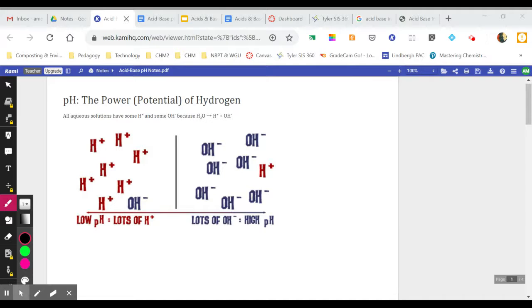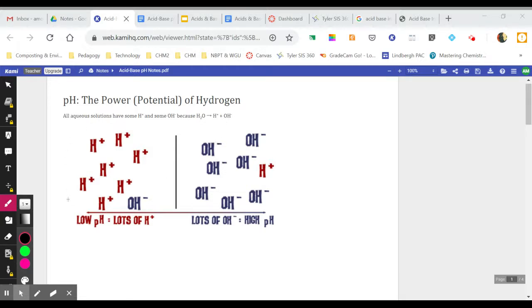But the idea of pH actually comes from the hydrogen ion. And so that's what we need to look at here first. So all solutions that are made in water, all aqueous solutions, have some hydrogen and some hydroxide. And that's because the water molecule actually dissociates and breaks apart like this.